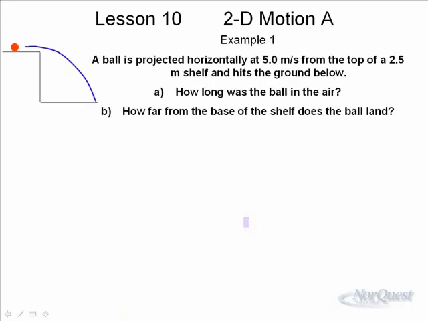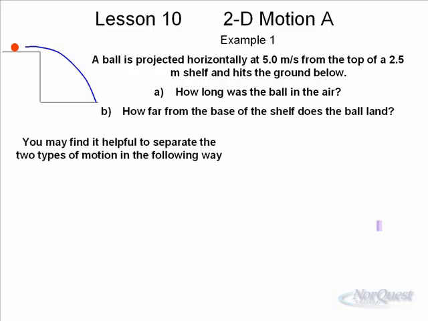So the first example question is: a ball is projected horizontally at 5 meters per second from the top of a 2.5 meter shelf and hits the ground below. The two questions we would ask are, how long was the ball in the air? And the reason we want to know how long the ball is in the air is so that we can figure out how far from the base of the shelf the ball lands.